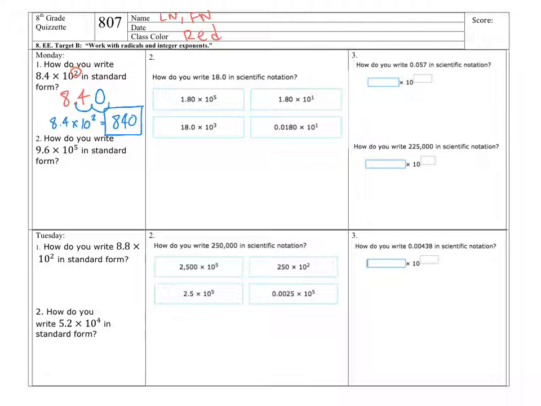This is just a strategy. You could always multiply 8.4 times 100, but why do all that work if you don't have to and you have a strategy? Now, look at number 2.